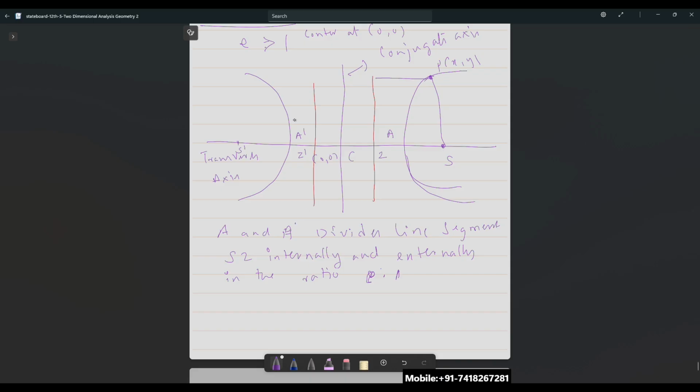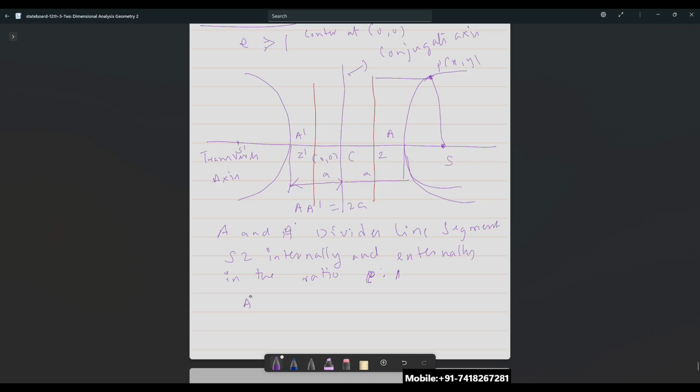So one more thing we have to note down here. This distance from here to here is a, and from here to here again a. That means AA dash equals 2a. So internally means AS, this point we are considering, A.